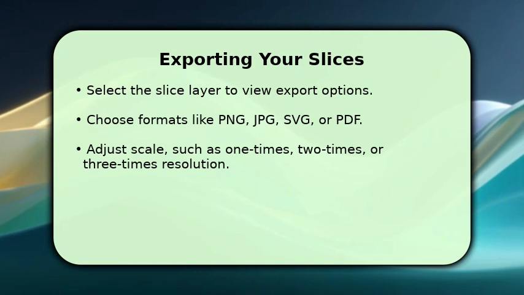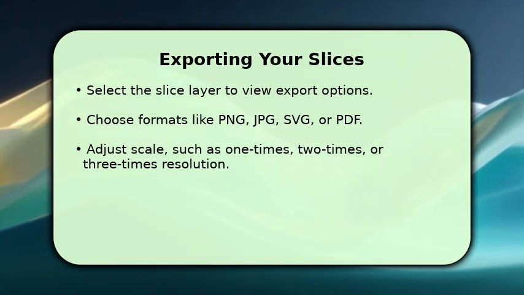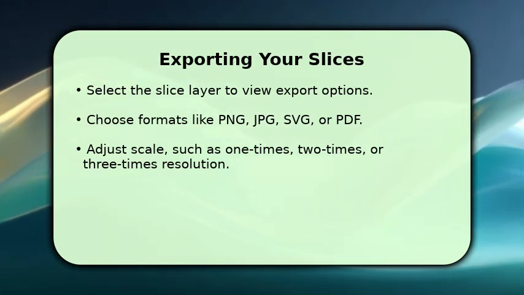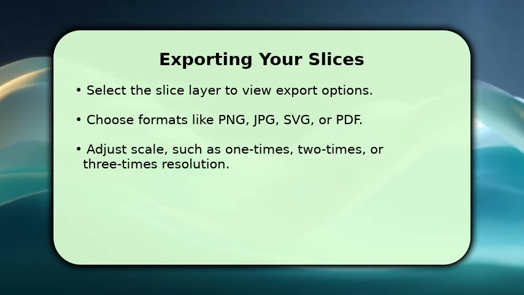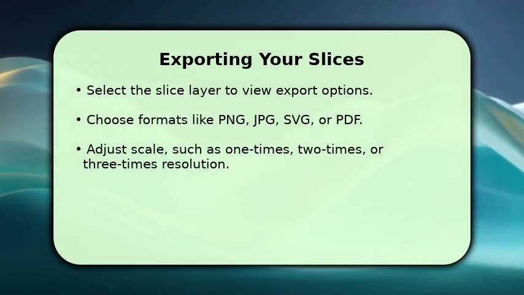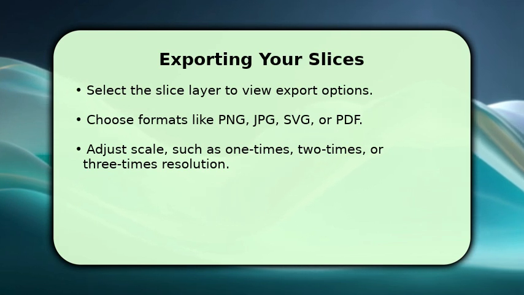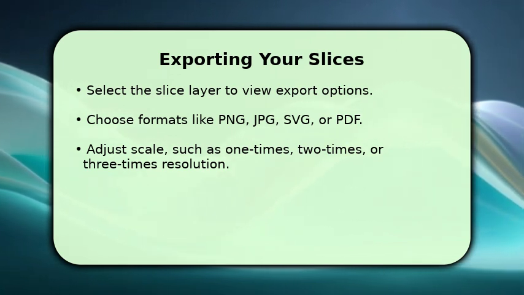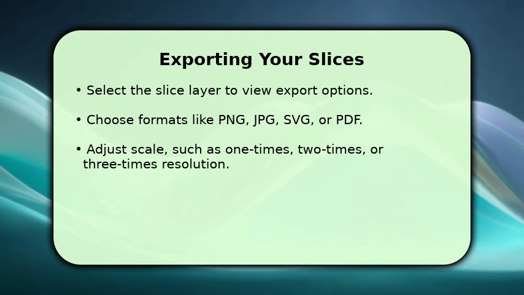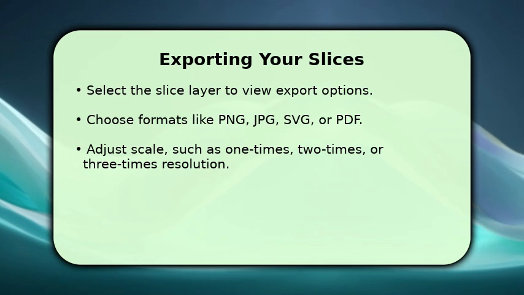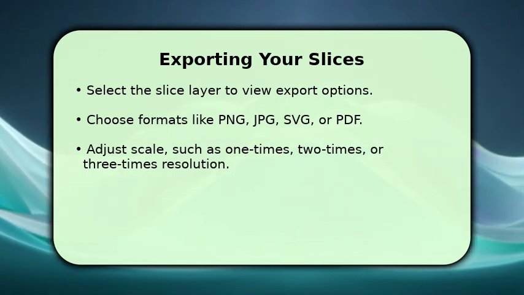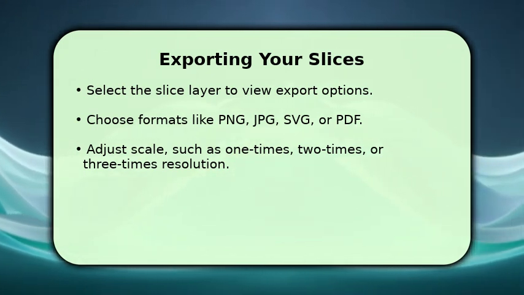With your slice selected, head over to the Export section in the right sidebar. Here, you can choose your preferred file format from options like PNG, JPG, SVG, or PDF. You can also set the export scale, for example, 1x for standard resolution or 2x for Retina displays. This flexibility ensures your assets are perfectly optimized for their intended use, whether for web or print.